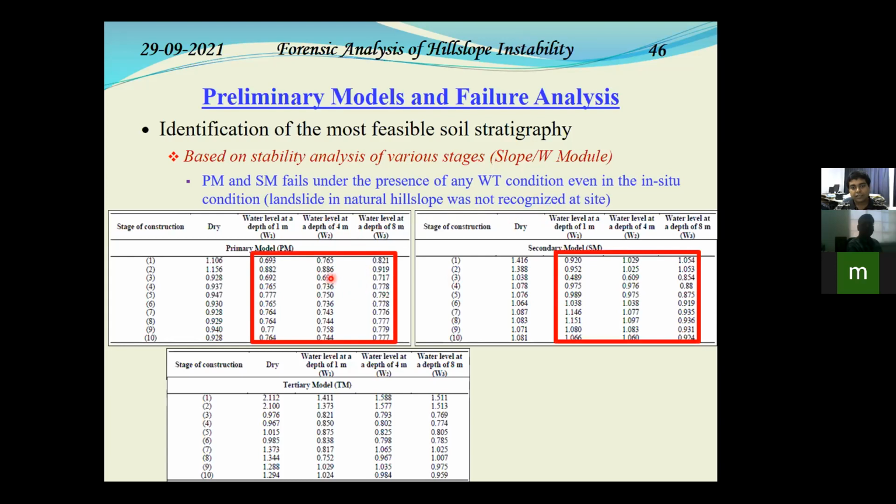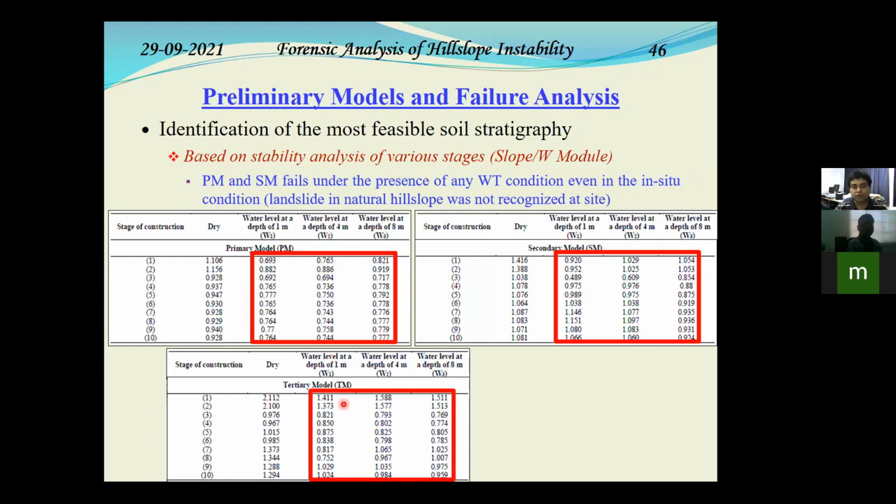Why? In the state of water table, wherever it is located, whether at the surface, whether at a certain depth of 4 meters or whether at a depth of 8 meters, you can see in all the cases for PM and SM, the factor of safety is below 1. That means wherever the water table is located, doesn't matter. If this was the soil stratigraphy adopted, it was bound to fail. But not only that, even in stage 1, it is failing. So that means in situ condition also it would have failed. That means this states that if the soil stratigraphy followed borehole 1 or borehole 2, in the in situ condition only the slope instability would have taken place, which did not take place at the site.